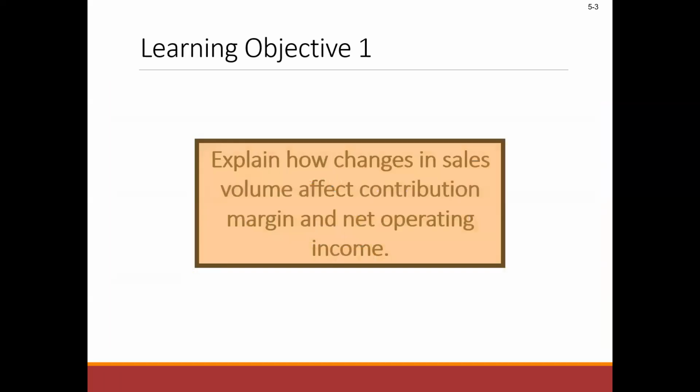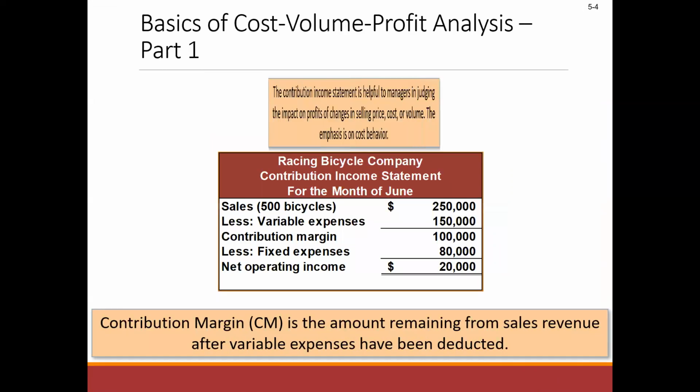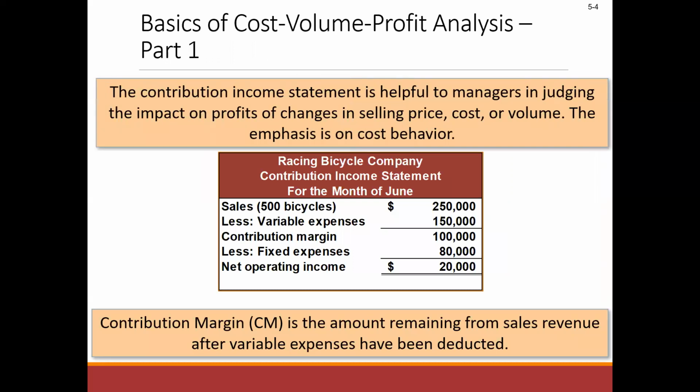So the first objective for this chapter is how changes in sales volume affect the contribution margin and ultimately net operating income. The contribution income statement is helpful to managers in looking at the impact on profits regarding changes in selling price and cost or volume. It's basically focusing on cost behavior.